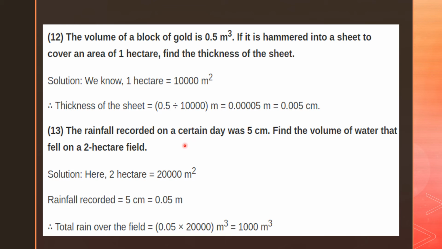The rainfall recorded on a certain day was 5 centimeter. Find the volume of water that fell on a 2 hectare field. So 1 hectare is 10,000 meter square. What is 2 hectare? 2 hectare is 20,000 meter square. The rainfall recorded is 5 centimeter. Both should be of the same unit, so converted into meter. Divide by 100, we get 0.05 meter. So the total volume over the field is the area multiplied by the rainfall recorded over that area. Now 0.05 into 20,000 meter square, we get 1000 meter cube of rainfall recorded on that particular day.